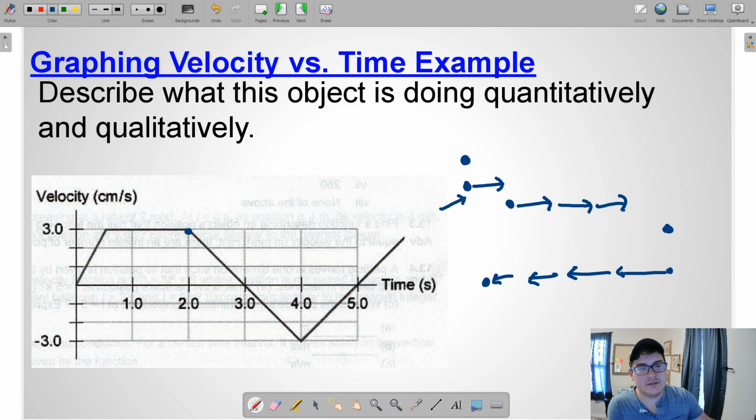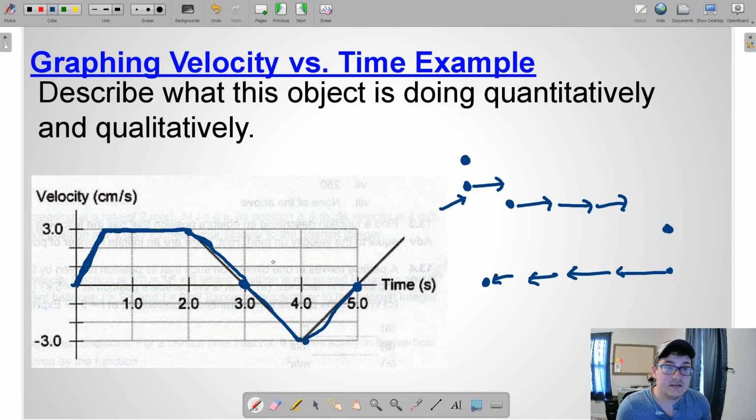So what did this object do overall? It went to the right. It accelerated in the right direction, maintained a constant velocity for some time, slowed down or accelerated in the negative direction. Now at this point the object's not moving. And now it's going to the left, and then it's starting to slow down again and then come back to 0, 0.